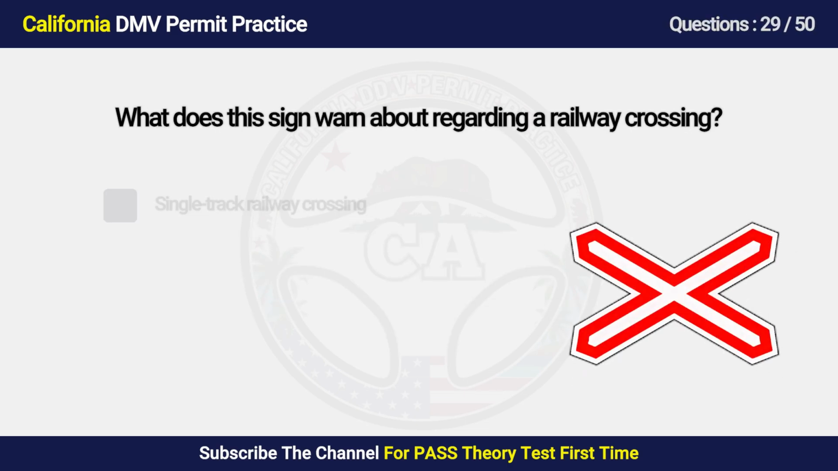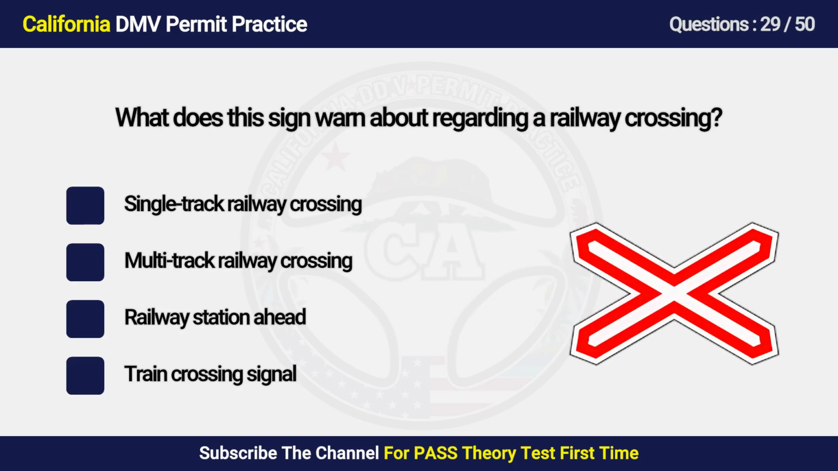Question 29. What does this sign warn about regarding a railway crossing? A. Railway crossing. B. Railway crossing. C. Railway station ahead. D. Train crossing signal.